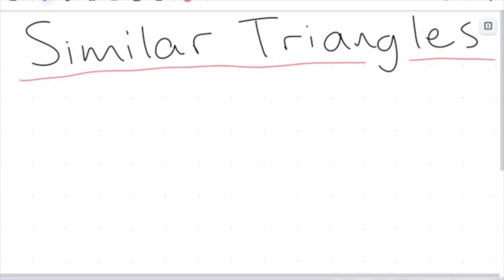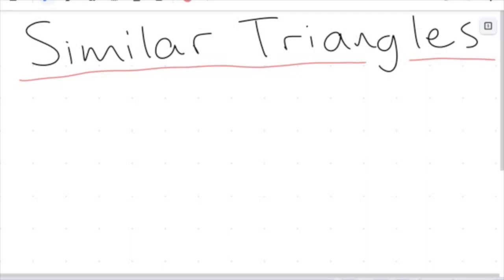We are talking today about similarity once again, but we are looking particularly today at similar triangles. And in the same way that we did with congruence, we're going to look at the different types of tests we can make to show that two triangles are similar.